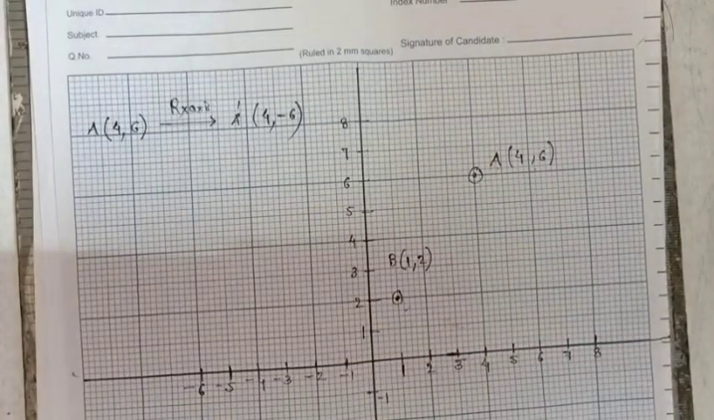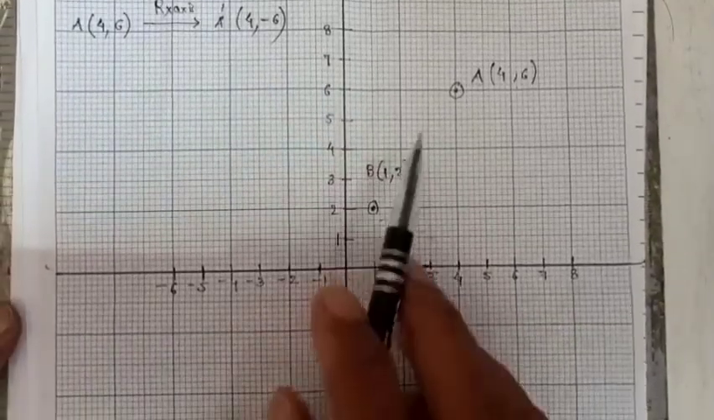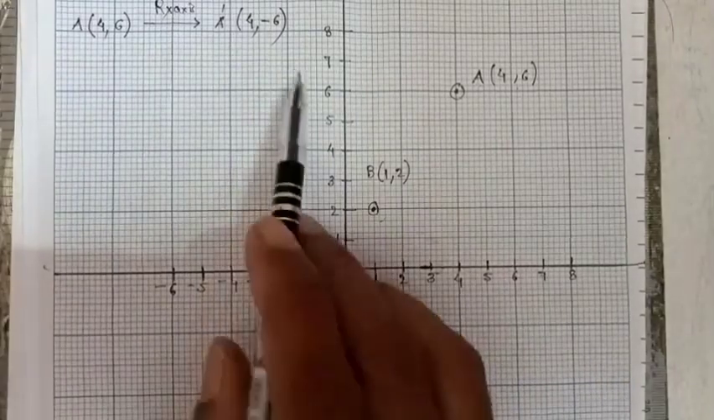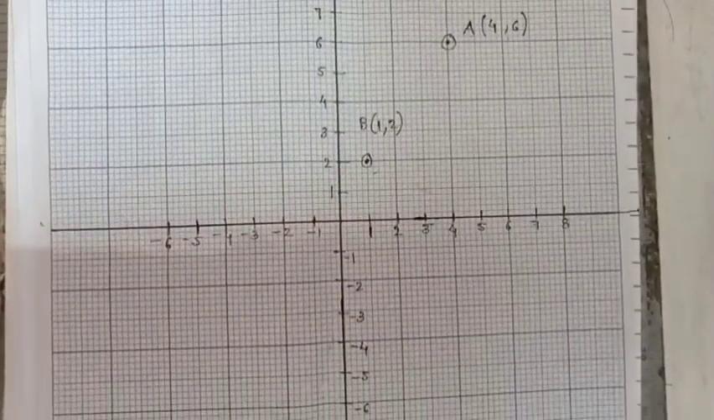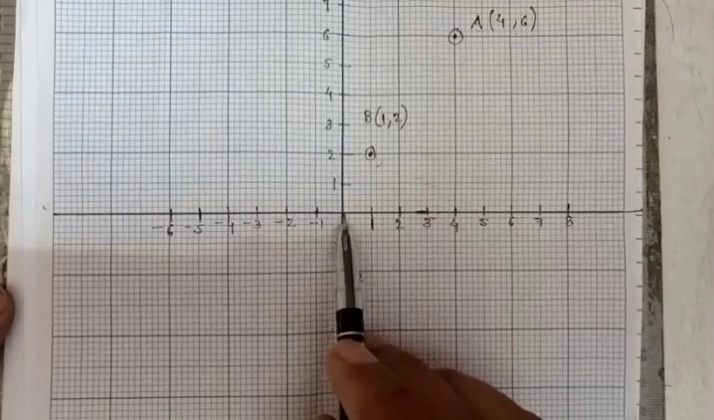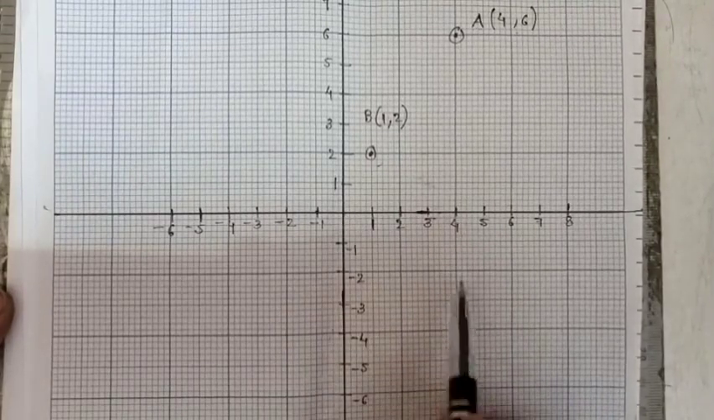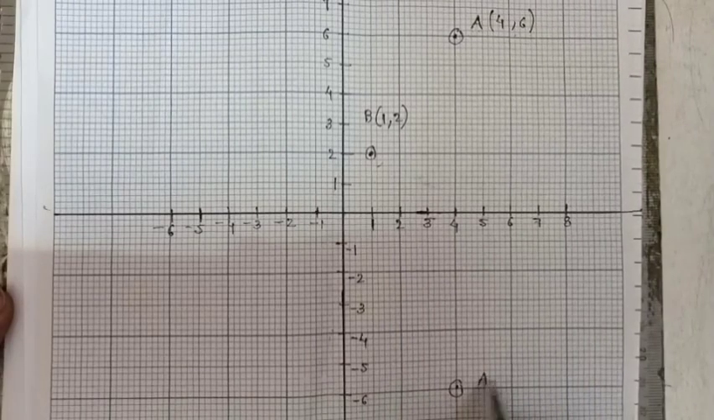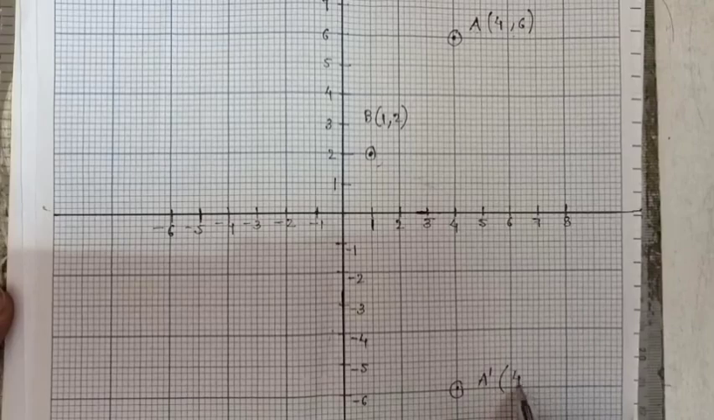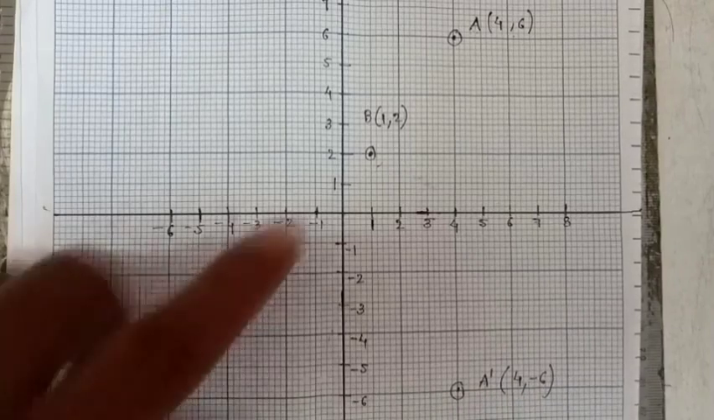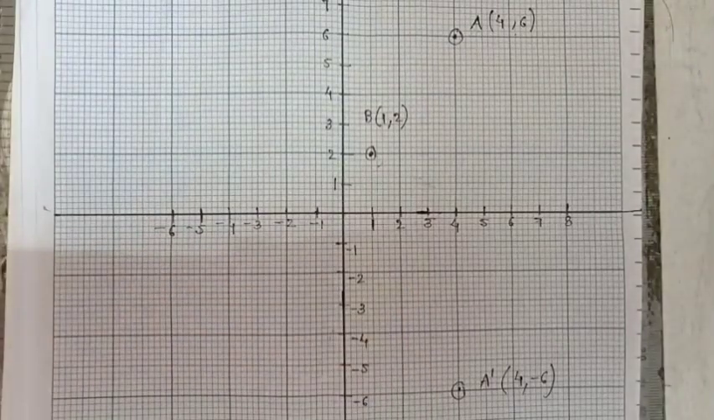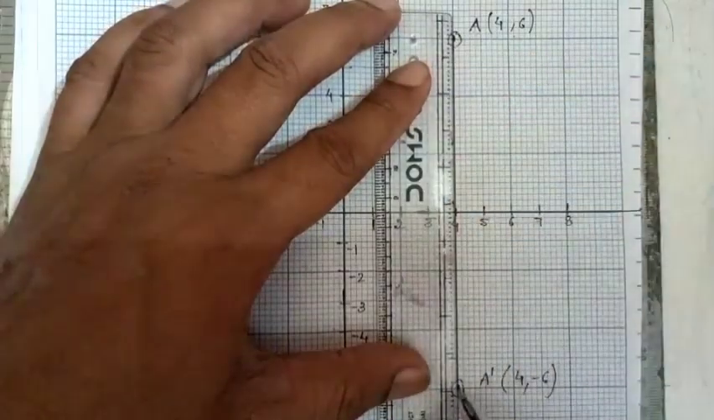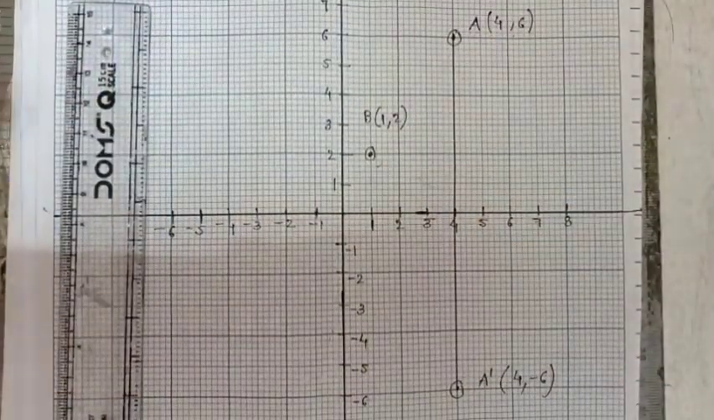Okay, so A we have already plotted, see. Now we need to plot A'. A' is (4, -6). So you will be getting A' as (4, -6). So you will move in the downward direction, and this will be A', coordinates (4, -6). Now if I join A and A', I am getting the reflection line AA'.